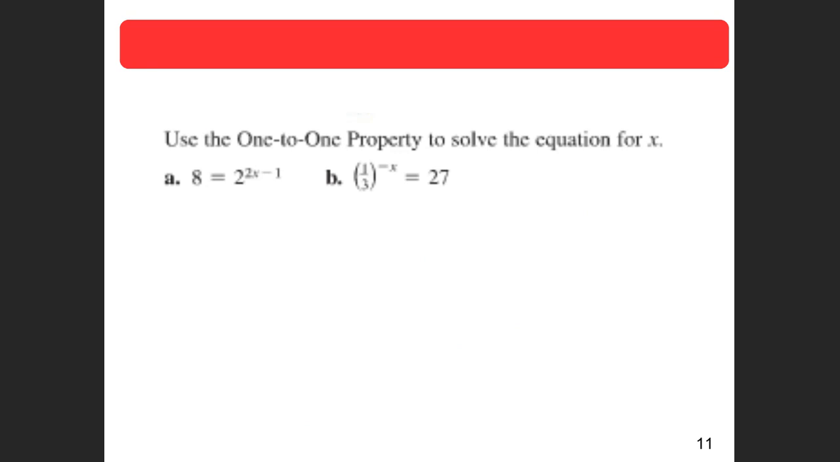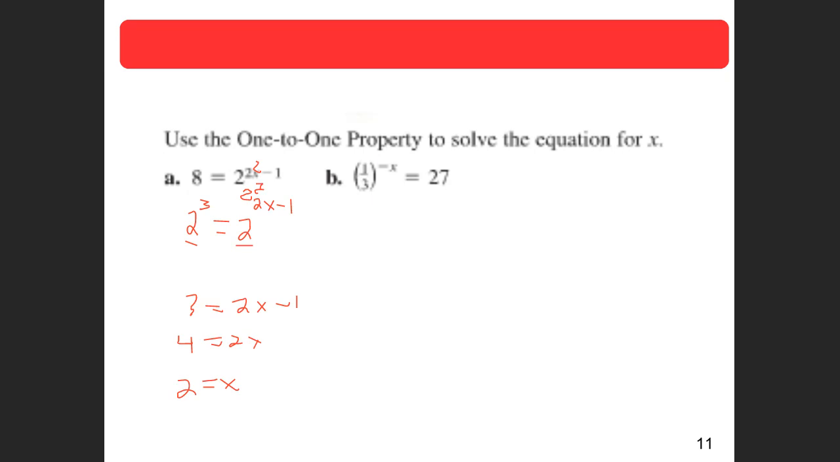So here it says use the 1-1 property to solve these. Okay, so first thing I'm going to do here is I'm going to rewrite this as 2 to the third is equal to 2 to the 2x minus 1. I've got common bases. So now 3 is equal to 2x minus 1. Add 1 to both sides. So 4 is equal to 2x. Divide through by 2, x equals 2. Now I can check myself. Just put 2 in here. 2 times 2 is 4. 4 minus 1 is 3. So that gives me 2 to the third. That is 8.